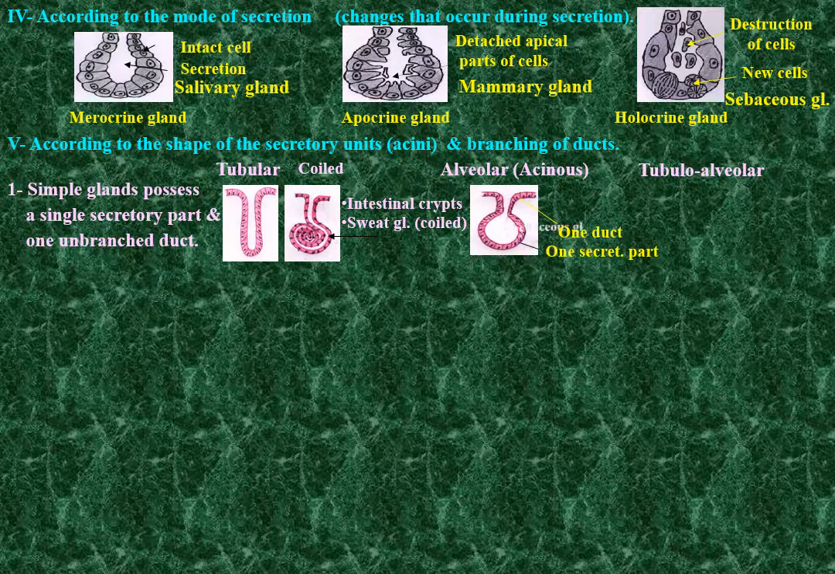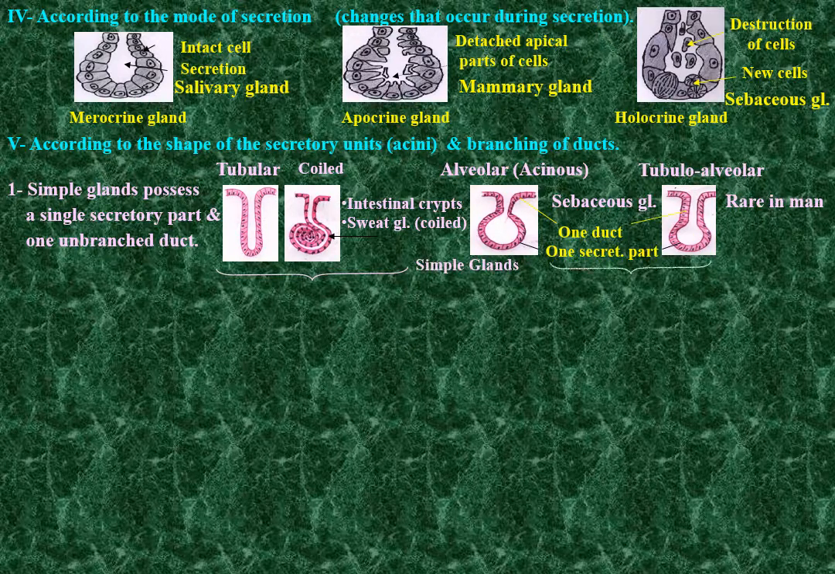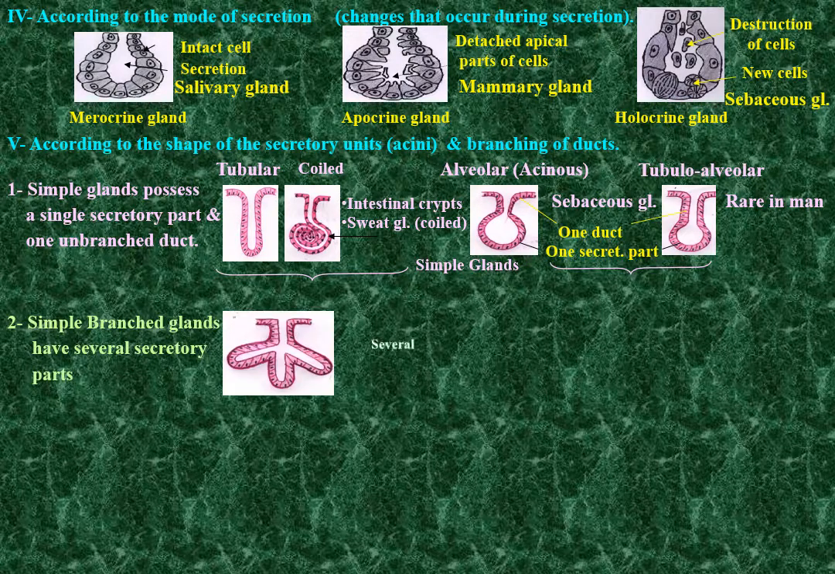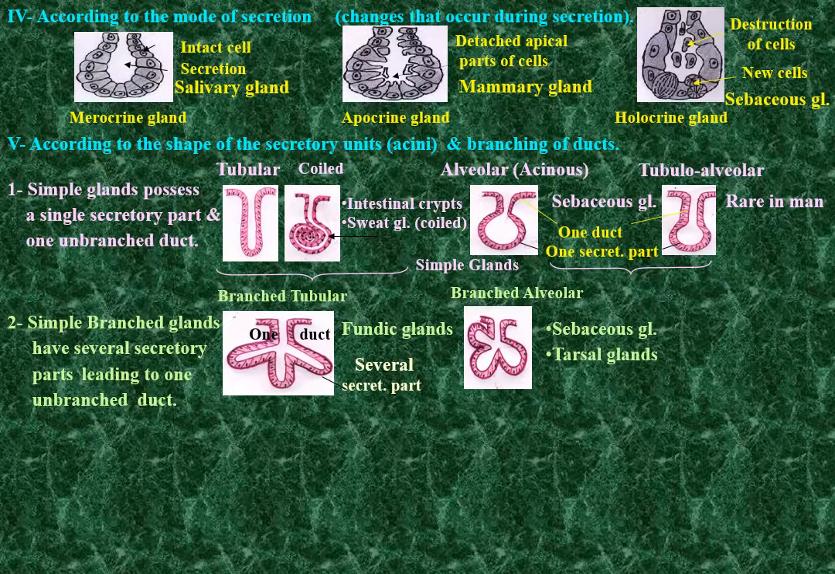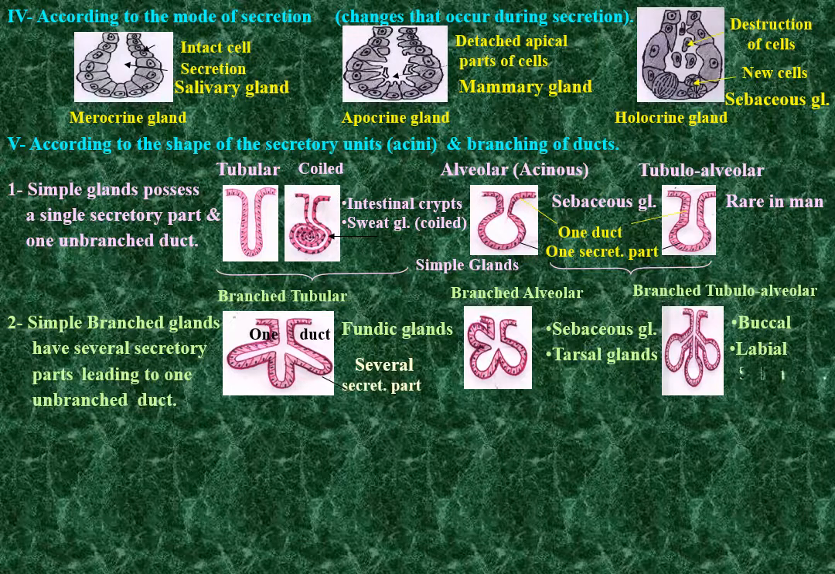Simple alveolar glands, as in sebaceous glands. Simple tubulo-alveolar glands, which are rare glands in men. Simple branched glands have several secretory parts, all leading to one unbranched duct. Simple branched tubular glands, as the fundic glands. Simple branched alveolar glands, as sebaceous and tarsal glands in the eyelid. Simple branched tubulo-alveolar glands, as glands in the oral cavity, buccal, labial, and lingual salivary glands.